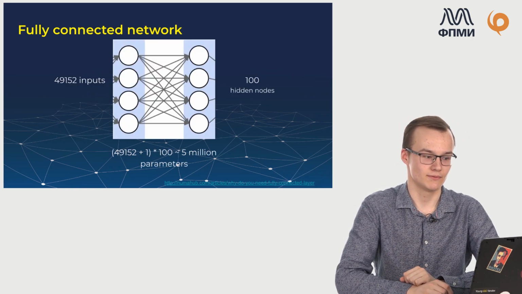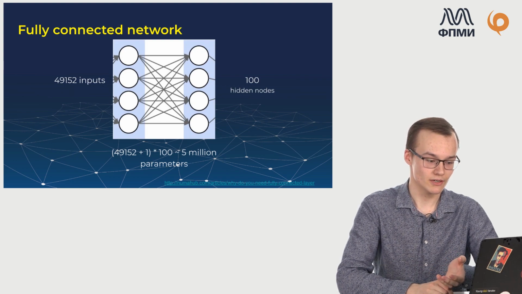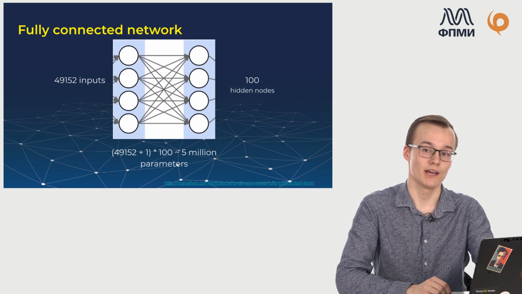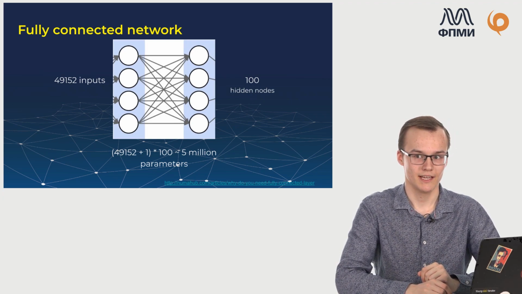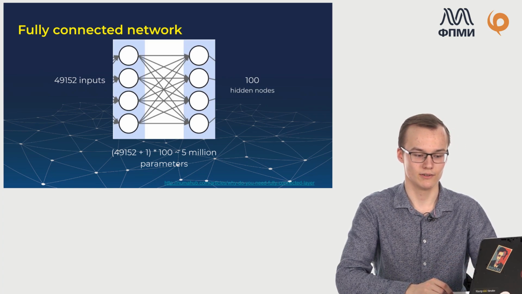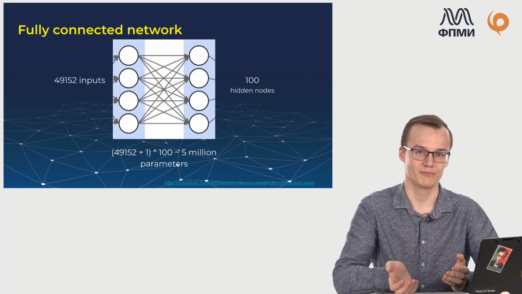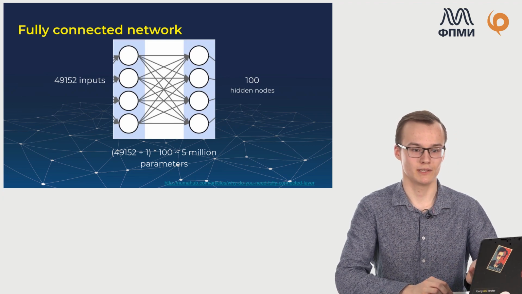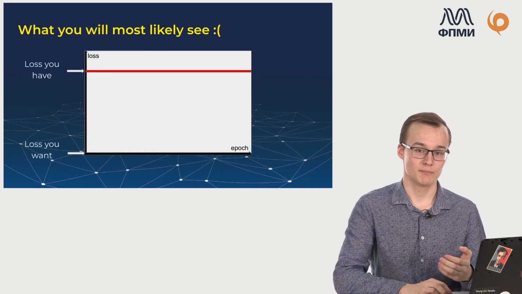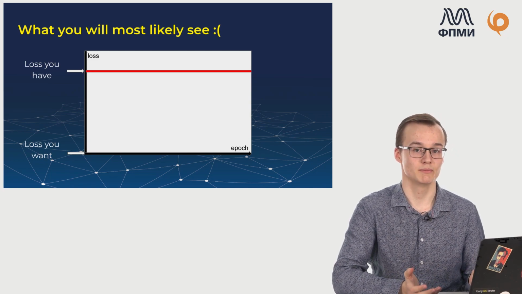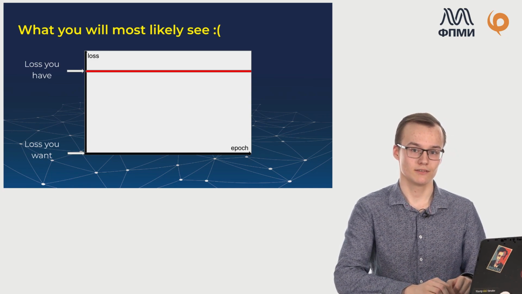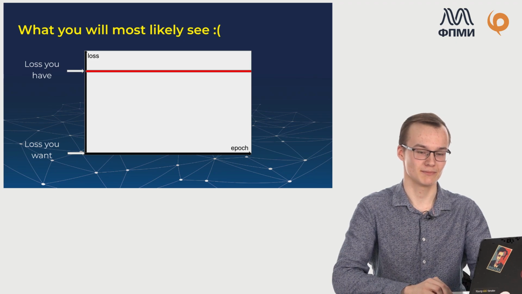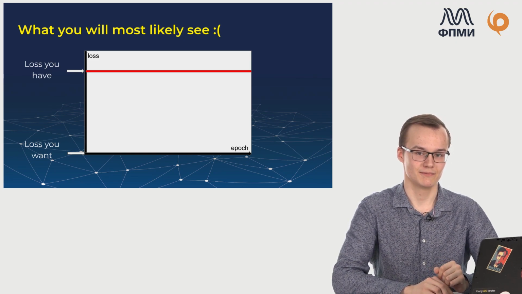Okay, what if we just feed it to a fully connected neural network? We will get approximately 5 million parameters on the first layer, if we have at least 100 hidden nodes. And honestly, 100 hidden nodes is not enough to perform such a complicated task. We would need something a lot deeper, and we would have a lot more parameters. And the problem is, such task is too complicated for neural networks. If we tried to train such a network, what we would see would be such a loss plot. It wouldn't decrease at all.